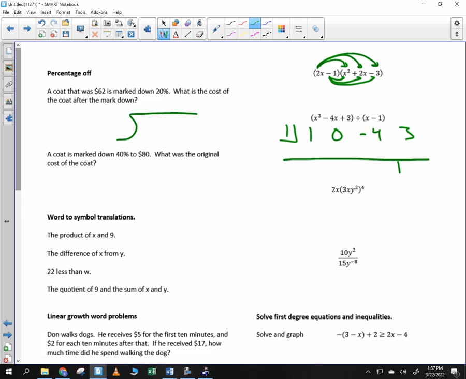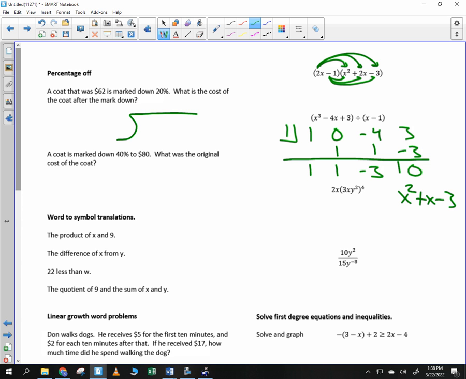So I drop down the 1, and then what? Yep, 1 times 1 is 1. And then you add. For synthetic division, you add. That's why it's nicer. We multiply, we get 1. We add and get 0. So we've got x squared plus x minus 3.